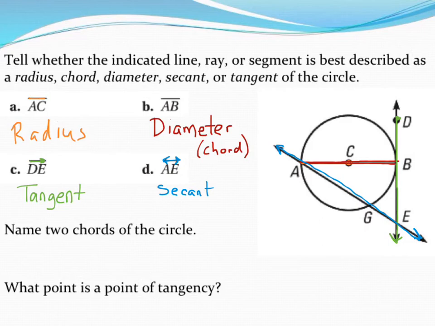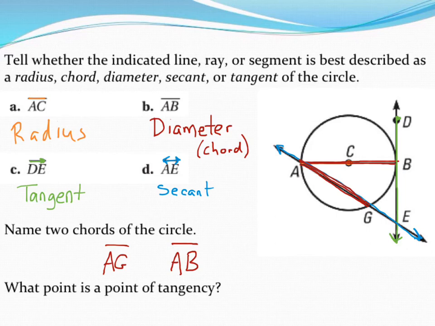Okay. Next up, they asked me to name 2 chords of the circle. Well, recall we said a chord is a segment that goes across the circle. So actually, AB, what I've already labeled as a diameter, is also a chord. I'm picky about labels, so don't just say AB, but show that it is in fact a segment. So use that segment label. One other chord that I can see in this diagram is right here connecting A and G together. So there's a chord that's not a diameter, it's just some segment that goes across the circle. So segment AG is also an example.